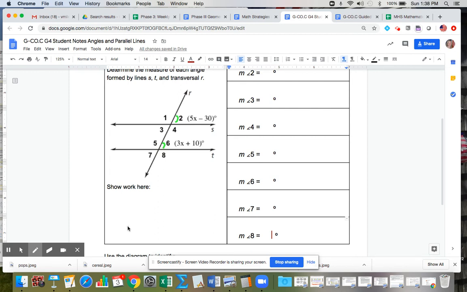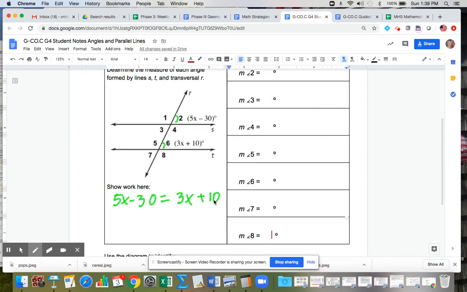I'm going to point out 2 of them right here. These 2 angles, angle 2 and angle 6, are called corresponding angles because they are in the same corresponding position in relation to the parallel lines. They're both above the parallel lines, and they're both to the right of the transversal. So we call these corresponding angles. And we know that corresponding angles are congruent when it comes to parallel lines with a transversal. Since we are told that the lines are parallel, we know that these angles have the same measure. So I can set their measures equal.